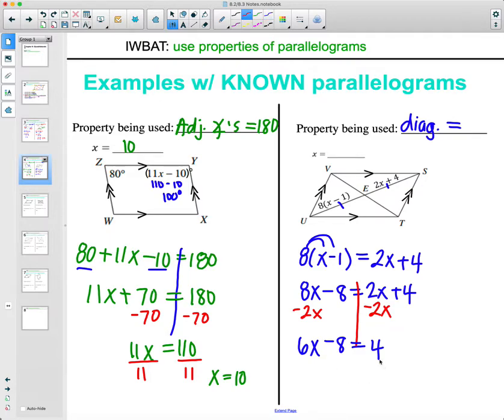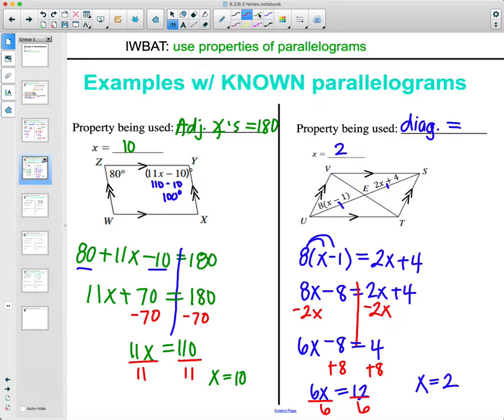Then I need to get this negative 8 over with the 4, so we're going to add 8 to both sides. So then we have 6x, negative 8 plus 8 is 0, so just the 6x. 4 plus 8 is 12. And then we will divide both sides by 6 to get x by itself. 6 divided by 6 is 1, so 1x, and 12 divided by 6 is 2.